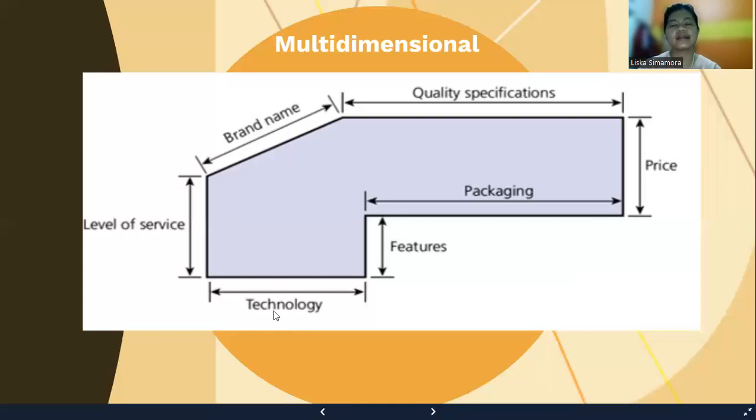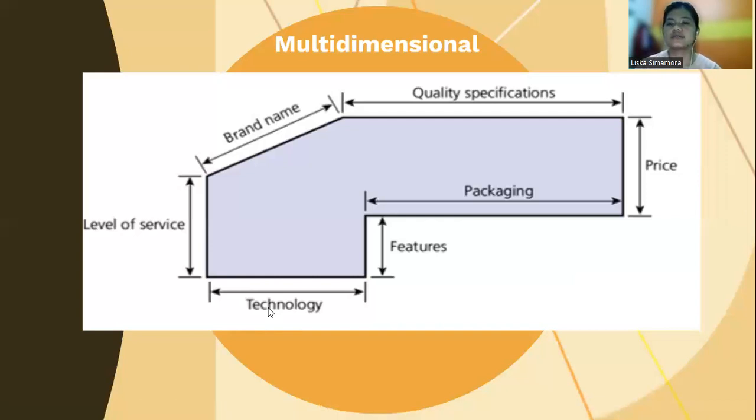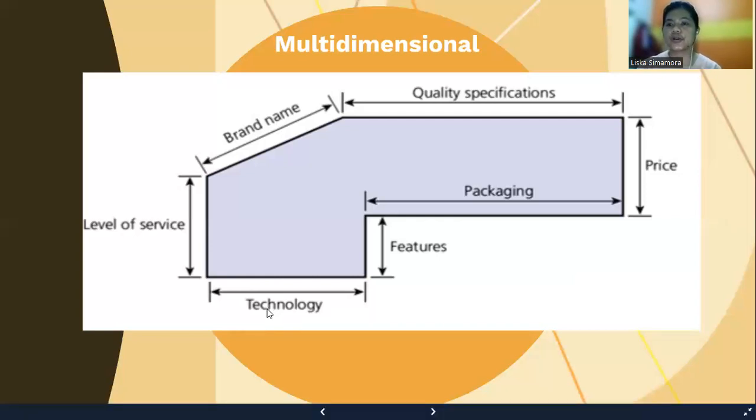Okay, and the last one is technology. It is about how you produce your product, how you maintain your product, and how you deliver your product. They are defined by the technology you use. Okay.